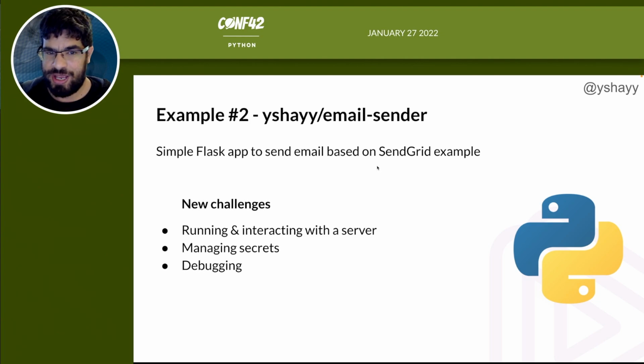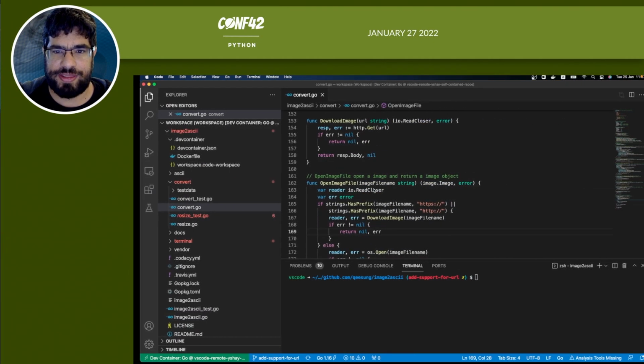We need to run and interact with a server. And we need to manage secrets, such as the Flask secret and the SendGrid secret, and we need to have a good debugging experience. So let's try that.